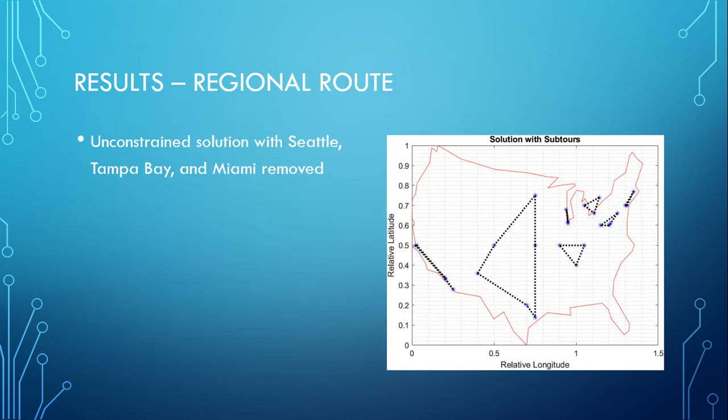A more useful solution was looking at potentially doing a regional approach. Rather than doing one giant route, you could break up the country into smaller subsets. One big problem that I saw initially with this is that we had some outlier cities, primarily Seattle, Tampa Bay, and Miami. With them being kind of isolated away from all the other cities, I removed these to get a more satisfying regional subtour.